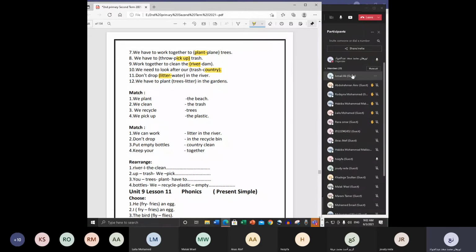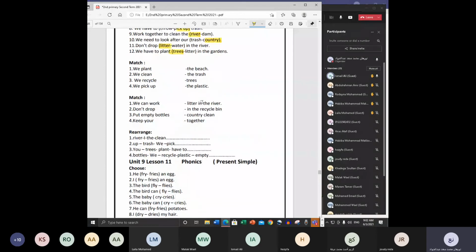Number 12, Smile. We have to plant trees in the gardens. Thank you, Smile.